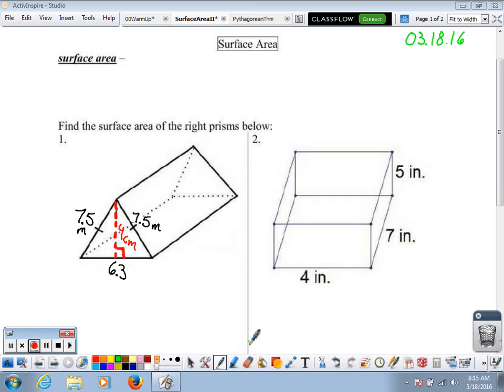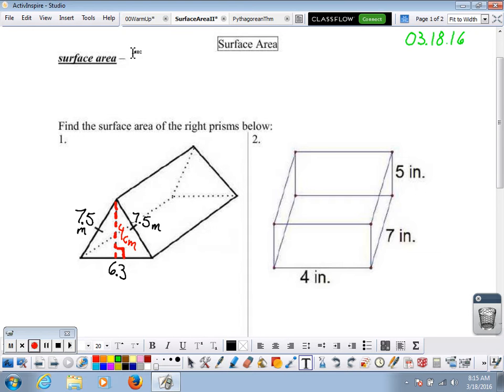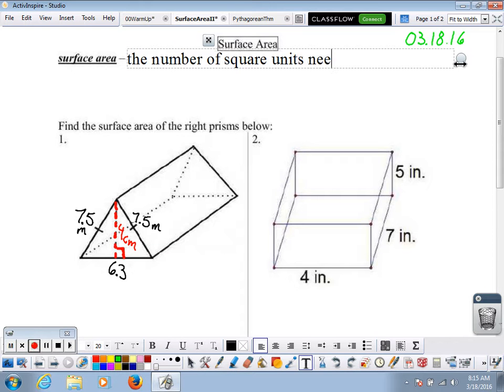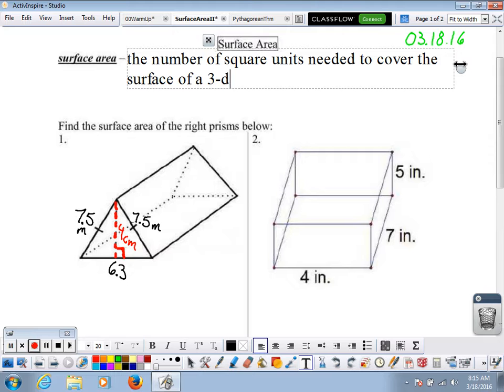Surface area. We've been talking the last couple of days about surface area. Who can give me a definition of what surface area is? Pamela. Very good. The number of square units needed to cover the surface of a 3D figure.